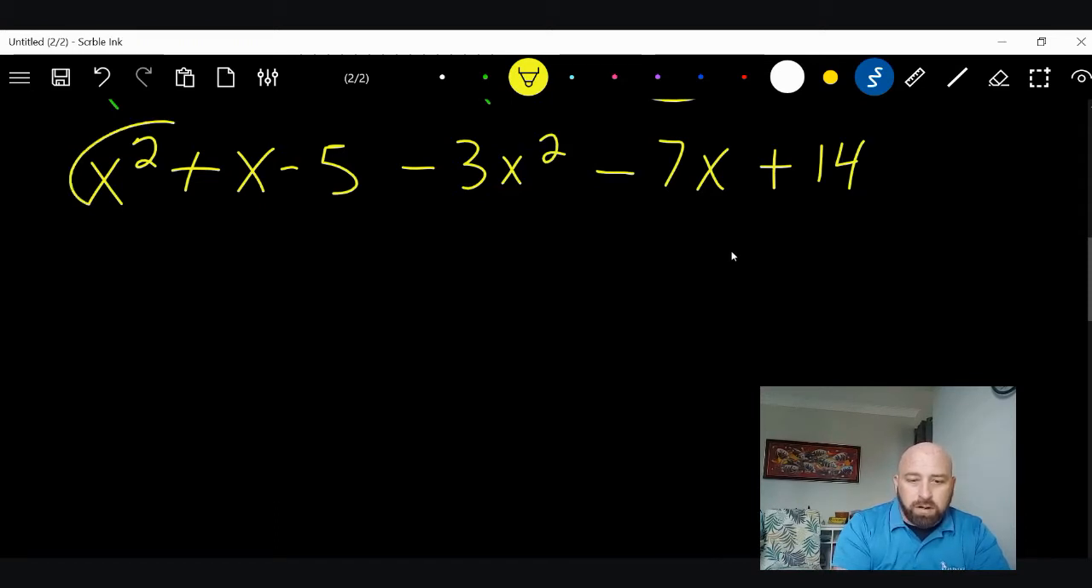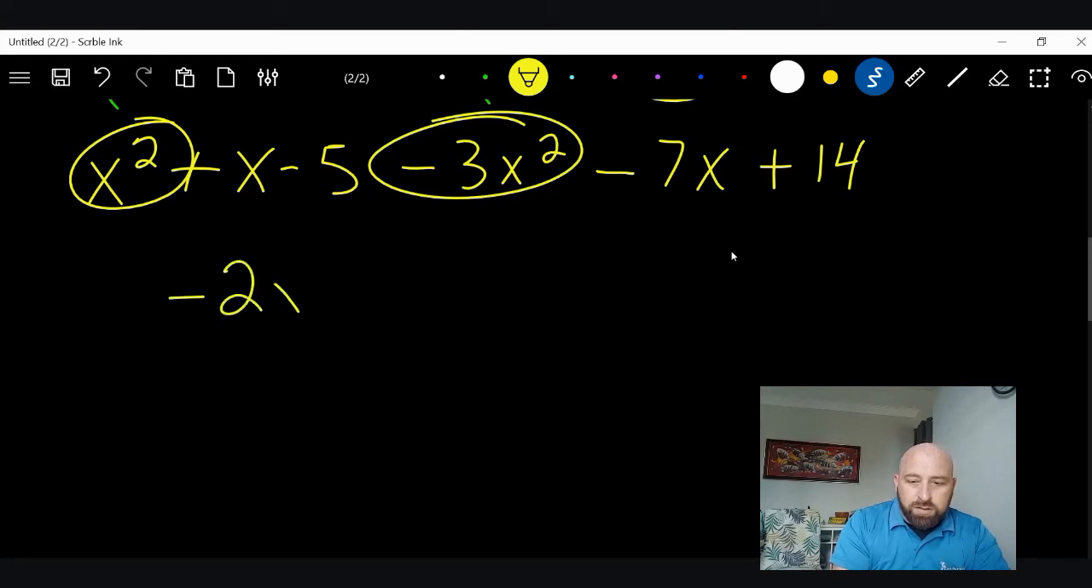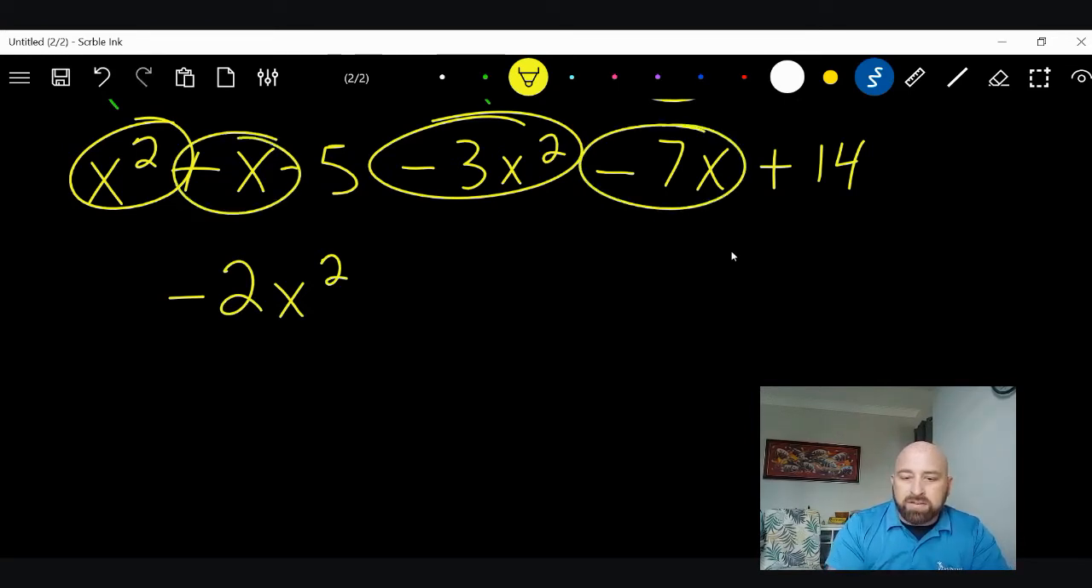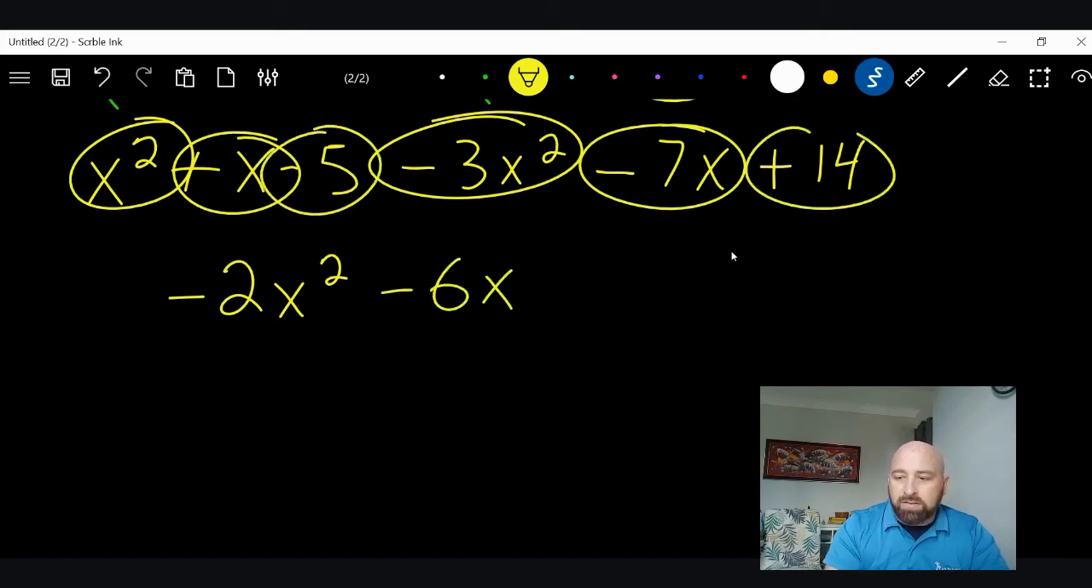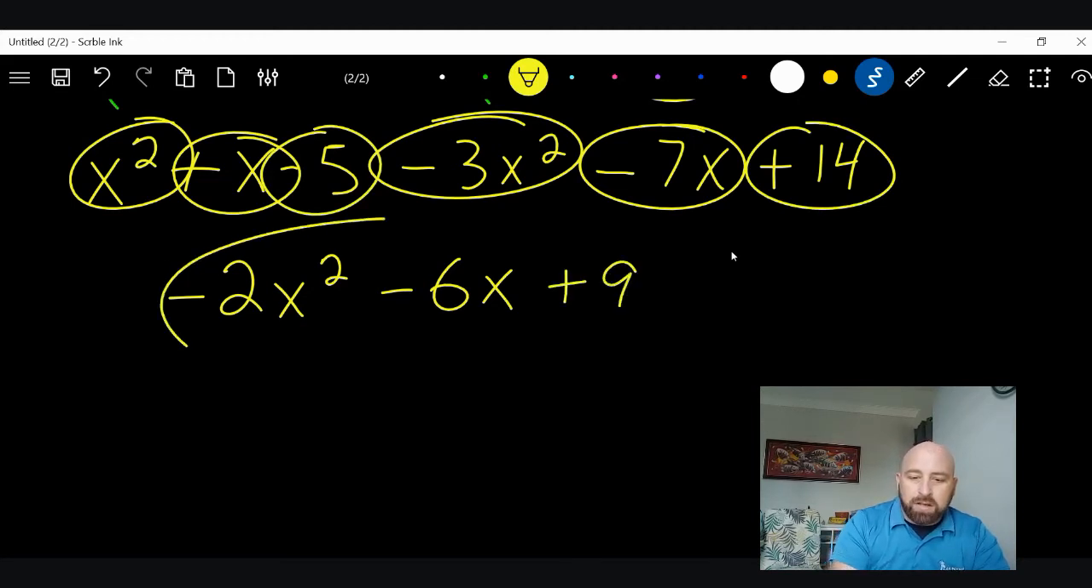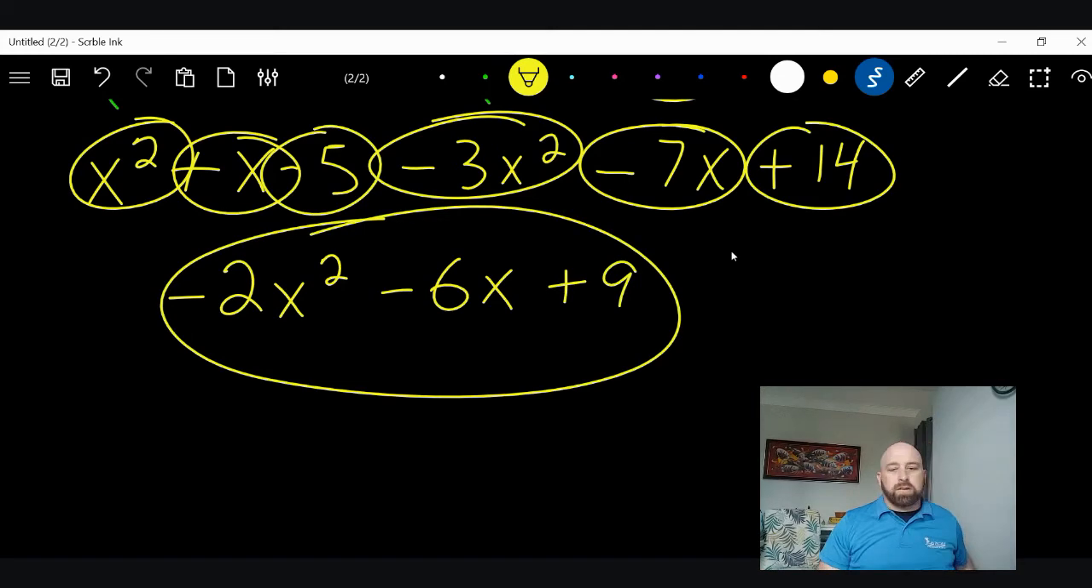So we'd put our x squareds together, and we would get minus 2x squared. Now that sign out front is important, because it's a negative. If it was a positive, we wouldn't need to write it. We have a positive x and a negative 7x. That's going to be a negative 6x. And then we have a negative 5 and a positive 14, and that is a positive 9. And so that would be our answer for that one right there. Okay? You can go back and rewind that if you need to.